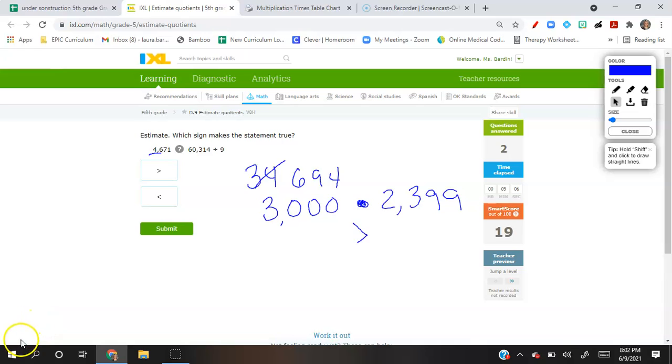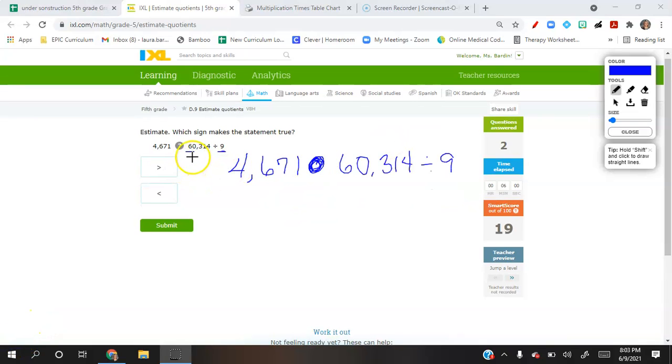Nice job. Okay, let's take a look again. So this math question here, recall I'm going to look at the first 2 digits, and I'm going to look at my 9s. 9 times what gets you closest to 60 without going over? Can you think about what that answer is? 9 times what gets you closest to 60?